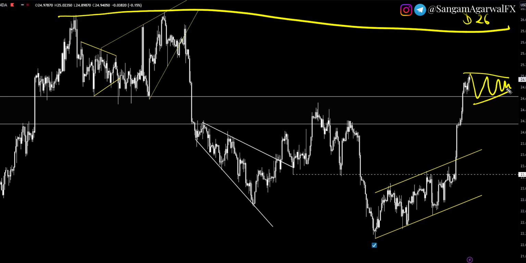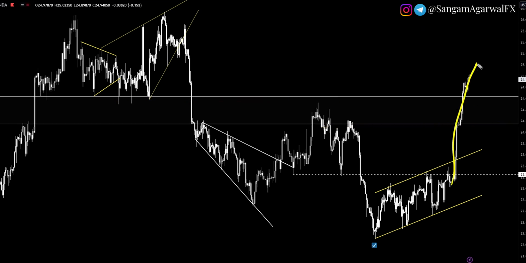But for next entry, wait for sideways correction. If it makes a triangle chart pattern, then you can buy. But it went more vertical than necessary. So to re-enter this bullish trend, you have to wait for correction. And dollar and these commodities will make correction till next FOMC meeting.